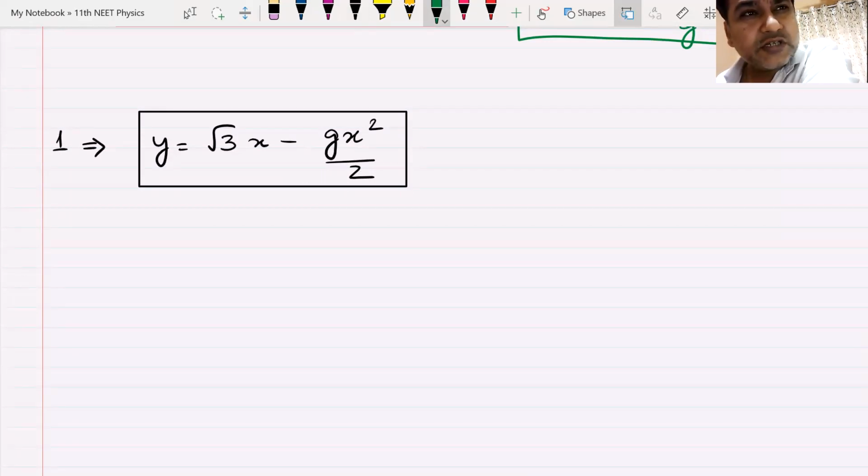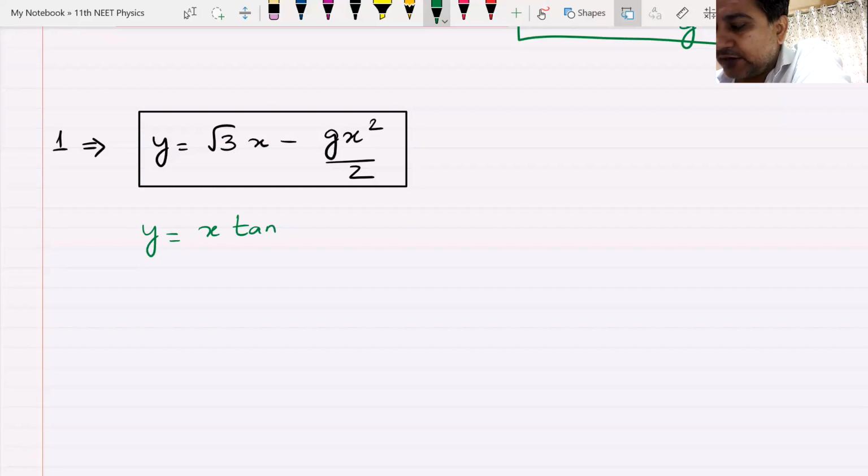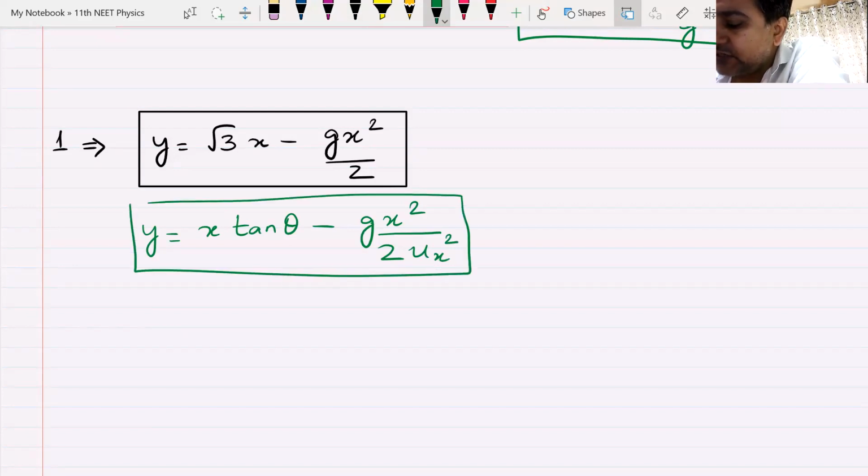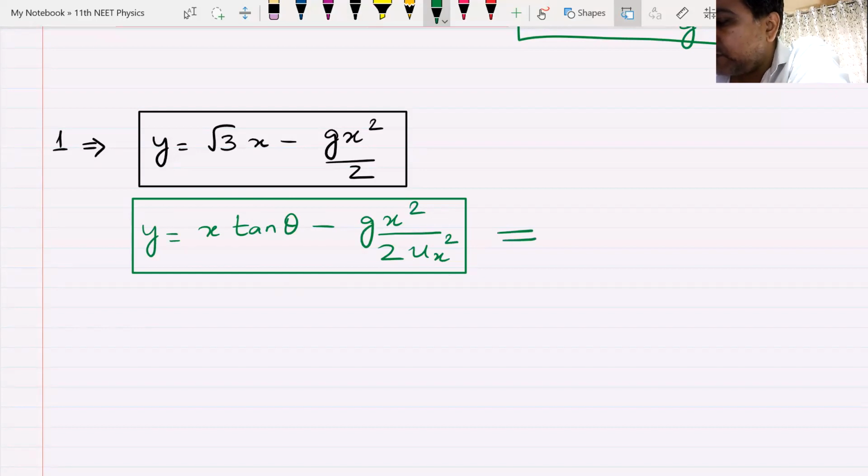What was the original equation of trajectory? The original equation of trajectory was y is equal to x tan theta minus g x squared by 2 times u x squared. I'll just write it in this form. Do we agree on this? This is my step number 1.